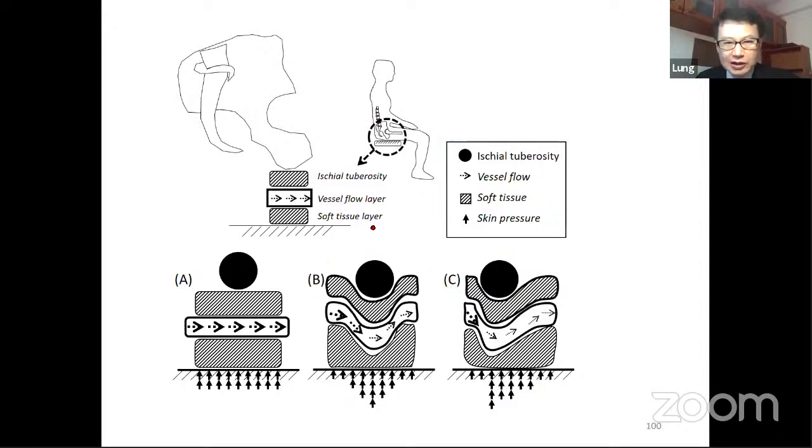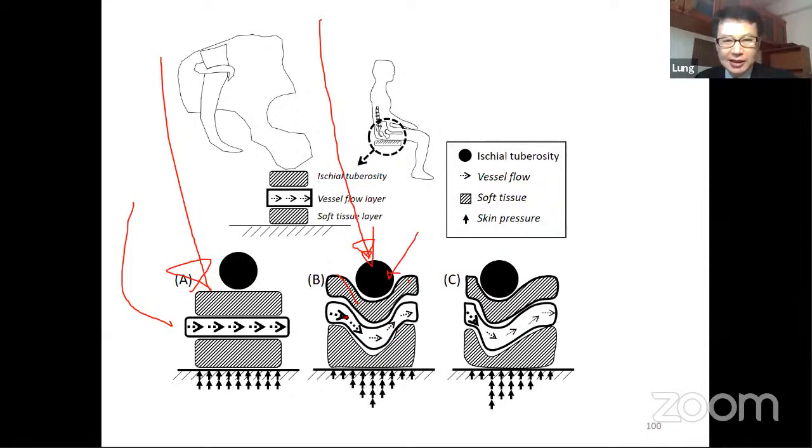And here we can also see this is our bone, this is our soft tissue, and this is a seat. And here is the vessel. The vessel has normal velocity when we are standing. But when we sit on it, here is bone, here is soft tissue, and the blood vessel velocity, or perfusion, will decrease.